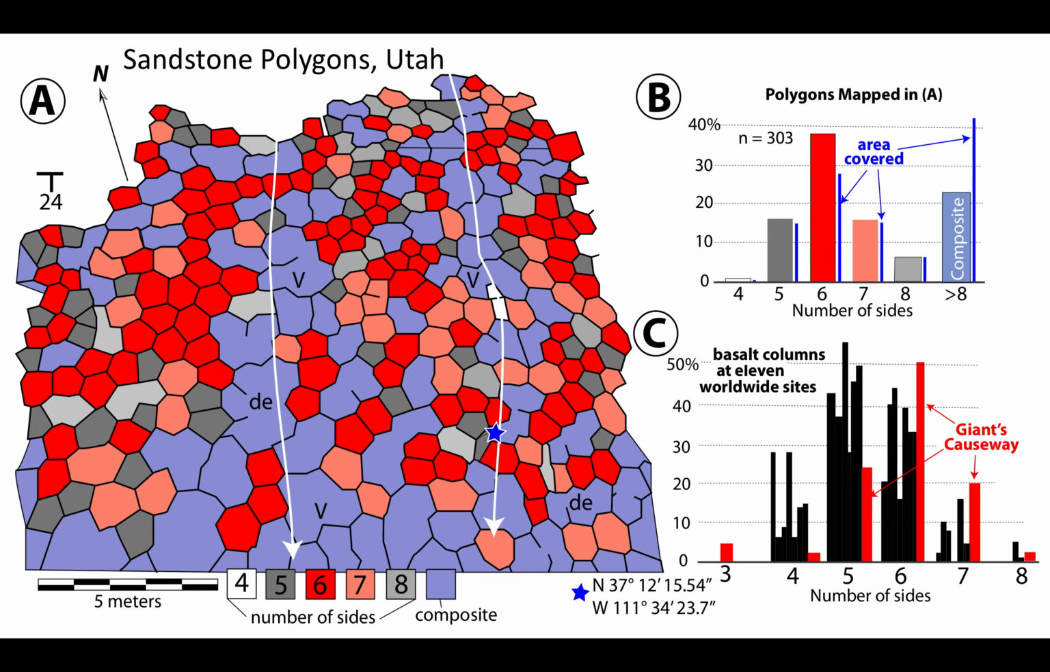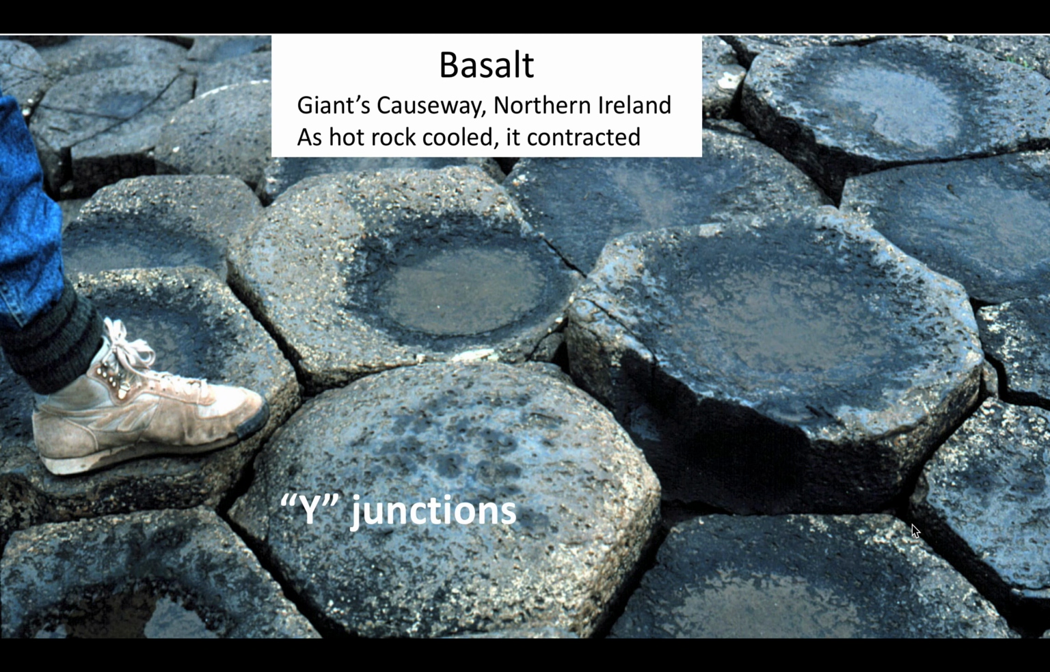Basaltic lava flows commonly display polygonal patterns. One of the most famous of these lava flow sites is at Giant's Causeway in Northern Ireland. You can see here for Giant's Causeway, the polygons there are also dominated by hexagons and lesser portions of 5 and 7-sided polygons. Here's a close-up taken at Giant's Causeway.